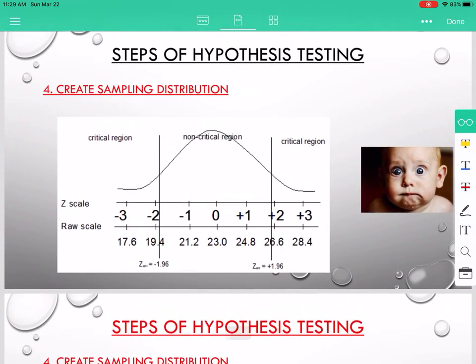So step number four, after we run the test, is to create a sampling distribution. We're going to go through this completely, and you may be giving me a look like this little cute baby is, but I'm telling you, it's really important, and I am here to help you. We're going to break it down. You're going to get it.